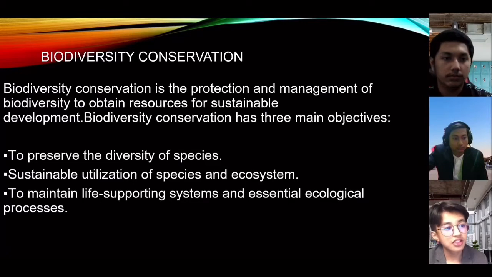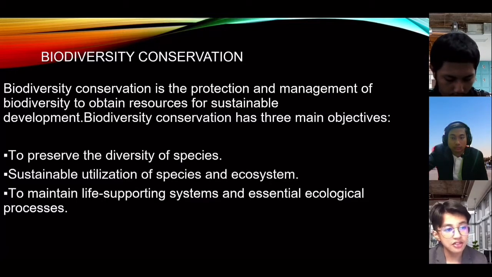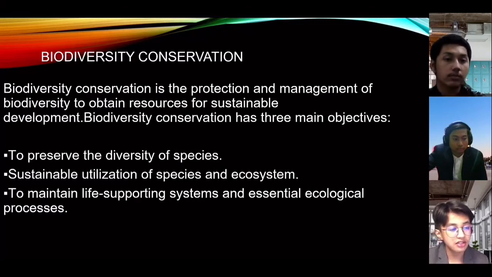Biodiversity conservation. Biodiversity conservation is the protection and management of biodiversity to obtain resources for sustainable development. Biodiversity conservation has three main objectives: to preserve the diversity of species, sustainable utilization of species and ecosystems, and to maintain life supporting systems and essential ecological processes.